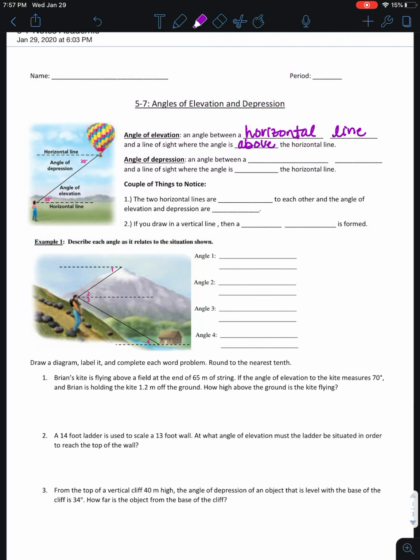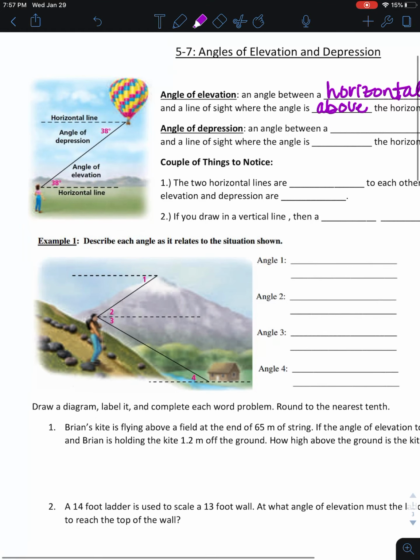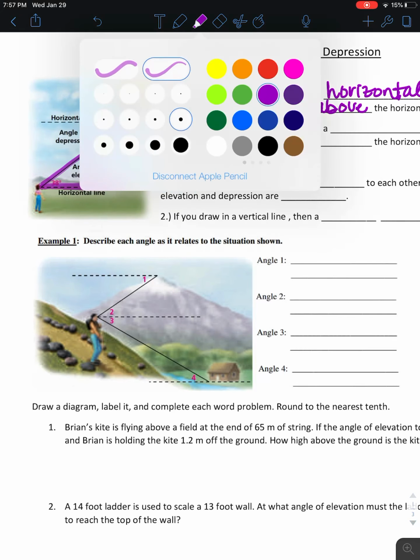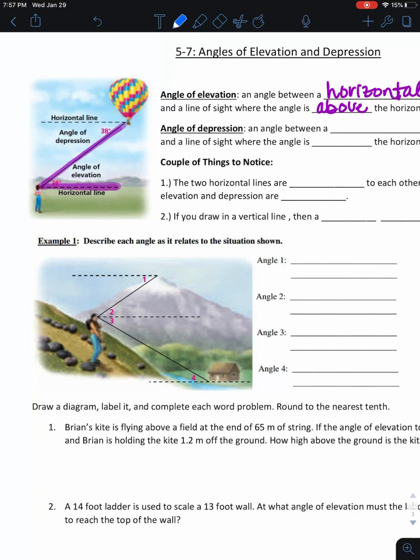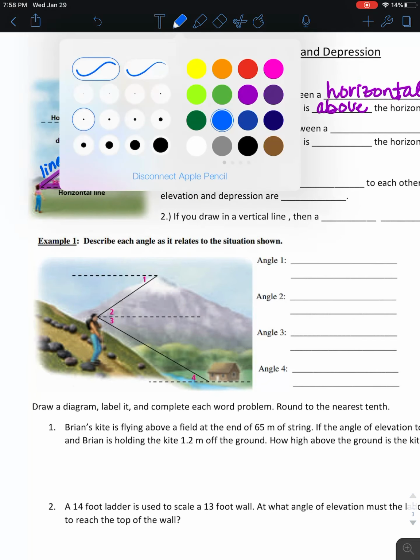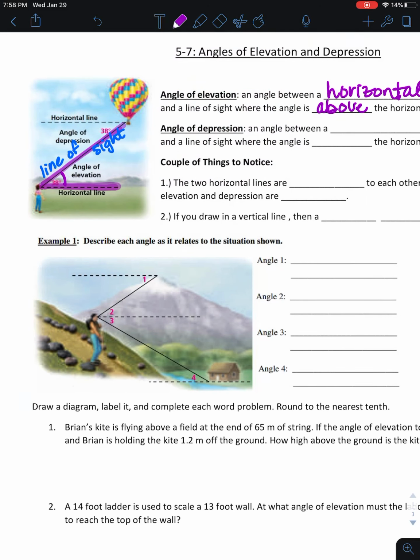So what do I mean by that? Go to your diagram here. You have a little person looking up at this hot air balloon. So the angle of elevation is the angle between this horizontal line and this line here, which is known as the line of sight. I'm going to label that here. Line of sight is that diagonal one there. And so as you can see, we have a 38-degree angle there. Sorry if you can't see, that is 38 degrees. That is the angle of elevation.